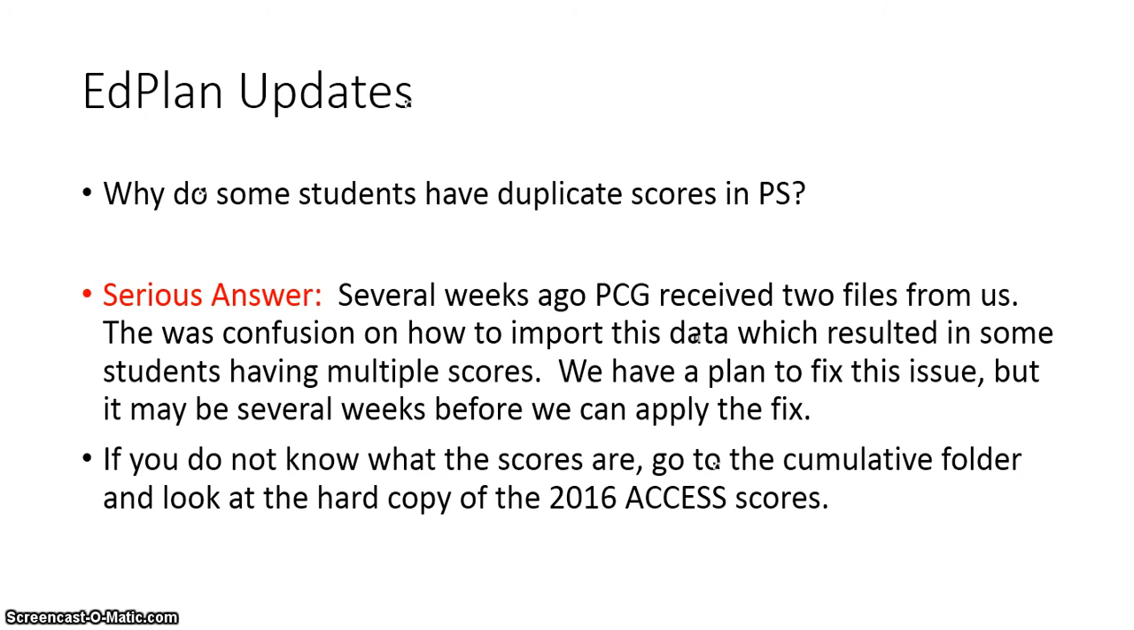So it may be several weeks before we can apply the fix. All students don't have duplicate scores, but if you do not know what the scores are, go to the cumulative folder and look at the hard copy of the 2016 Access scores. If you can't find the hard copy, you can email either Ann or myself, and we can verify the actual scores of that child. But please look in the cumulative folder first. There should be a hard copy in that cumulative folder.